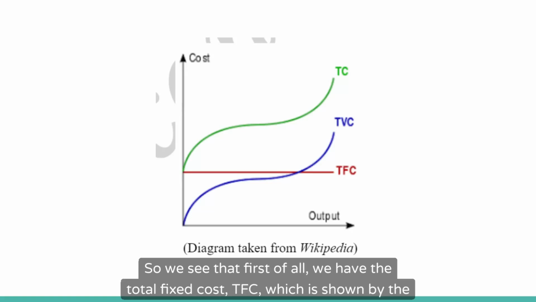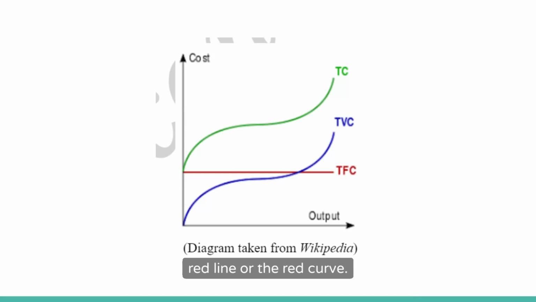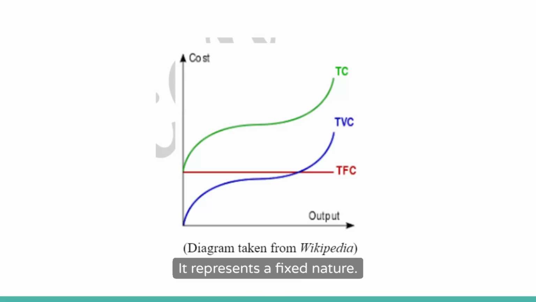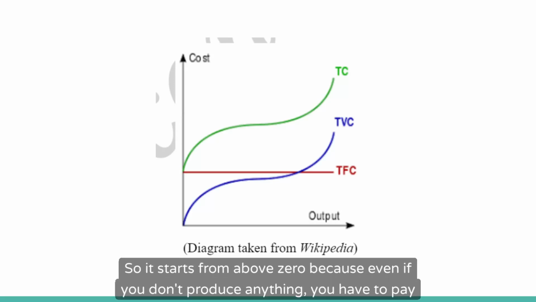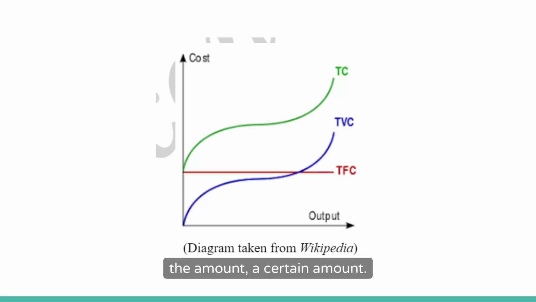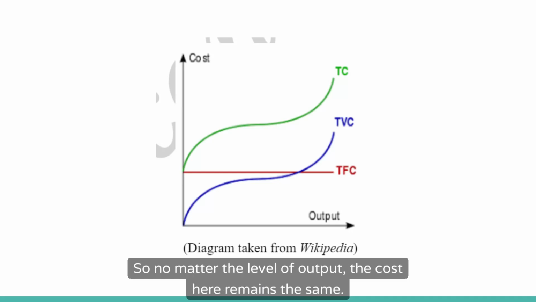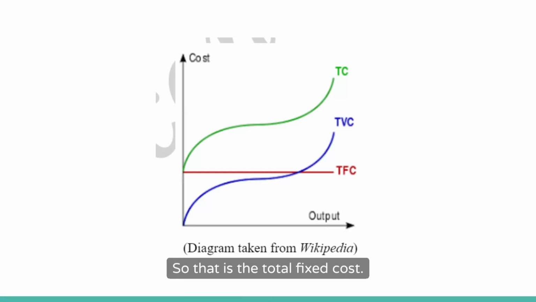First of all, we have the total fixed cost, TFC, which is shown by the red curve. This red curve here is a horizontal line. It represents a fixed nature. It starts from above zero because even if you don't produce anything, you have to pay a certain amount. So it starts at that level, but it remains constant throughout. No matter the level of output, the cost here remains the same. So that is the total fixed cost.